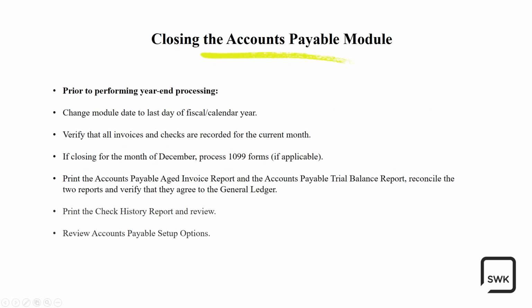For accounts payable, we want to change our module date, make sure that all our invoices and checks are recorded. If we're closing for the month of December, we want to process our 1099s if that's applicable. We want to print the aged invoice report and the trial balance report just like the accounts receivable report, reconcile those two and verify that they agree to the general ledger. We want to print the check history report and review that and make sure that all the checks are in. And we want to review our accounts payable setup.